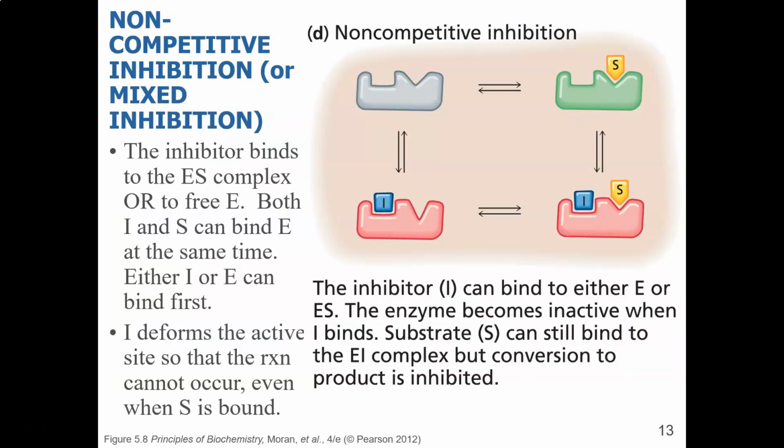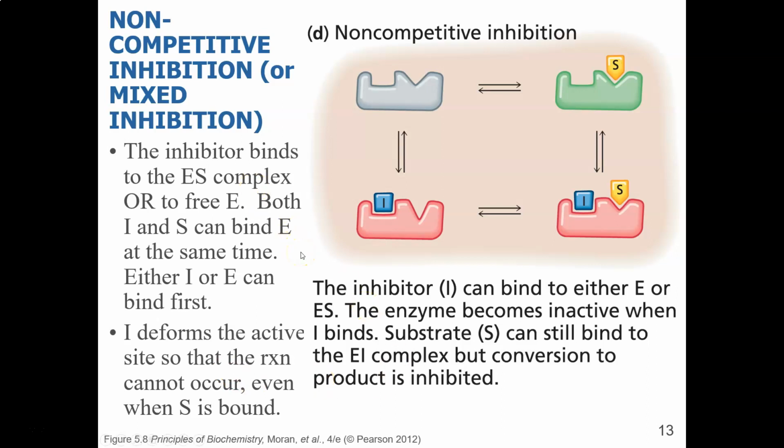Okay, third type, non-competitive inhibition. It's sometimes called mixed inhibition. Here, the inhibitor binds either to the enzyme substrate complex, or it can bind to just free enzyme. So either inhibitor or enzyme can bind first. And it's the same kind of strategy where when the inhibitor binds, it deforms the active site so that even when substrate is bound, the substrate can't be converted to product.